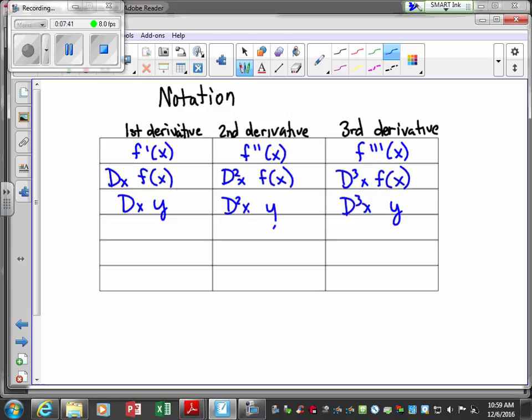Also, you will see y prime. Remember, that's the same idea as the f of x notation, and y and f of x are interchangeable. So that's just saying y double prime, y triple prime. Sometimes you will see dy dx, change in y over change in x, d squared y, dx squared. That might be hard to see. And then this one's d cubed y, dx cubed.